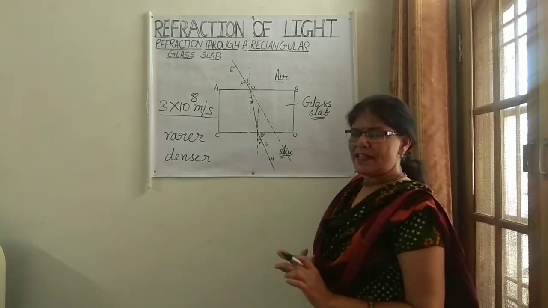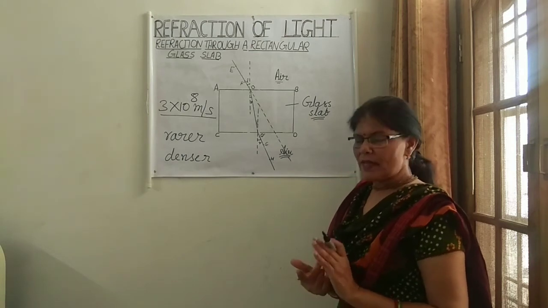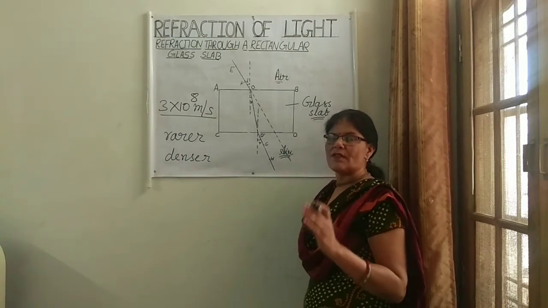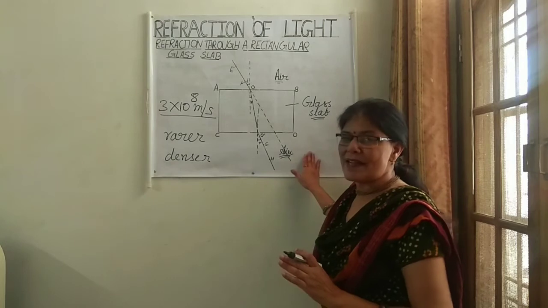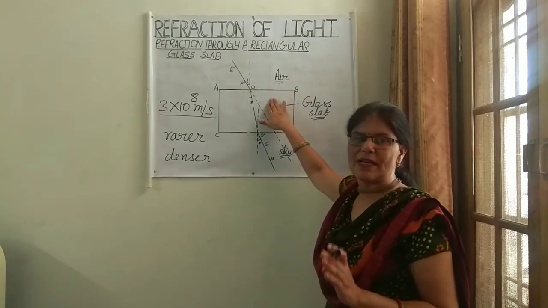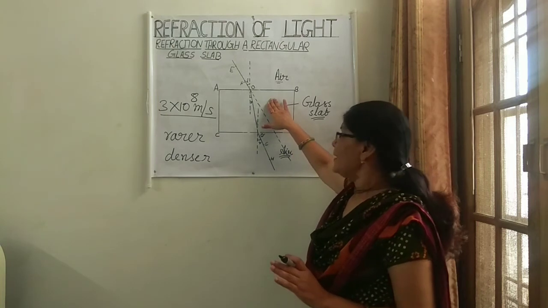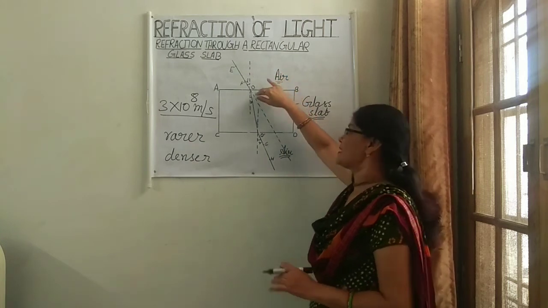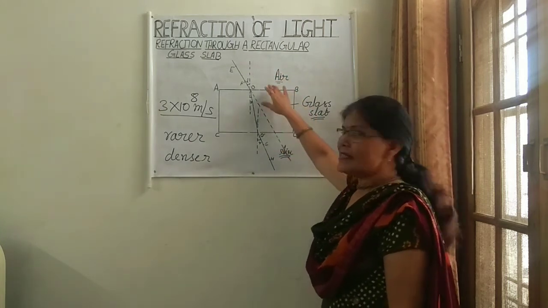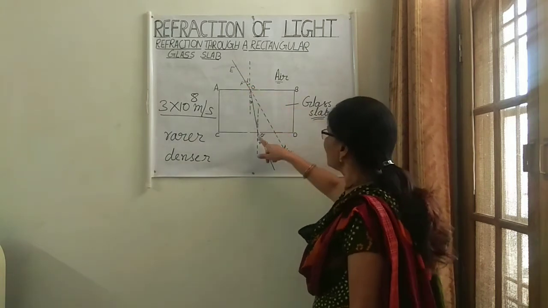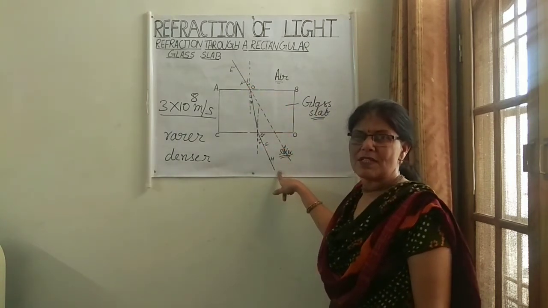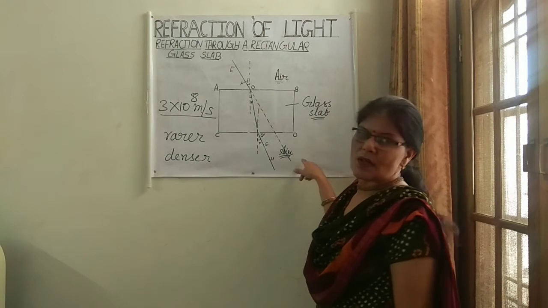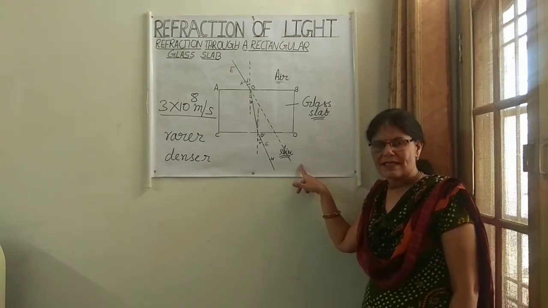So from rarer to denser, it bends towards the normal, and when a light ray moves from denser medium to rarer medium, it bends away from the normal because its speed gets increased. In this case, its speed gets decreased. And the bending of light at both the interfaces is equal and opposite, and this ray is parallel to our emergent ray. Okay, so this is all about the glass.